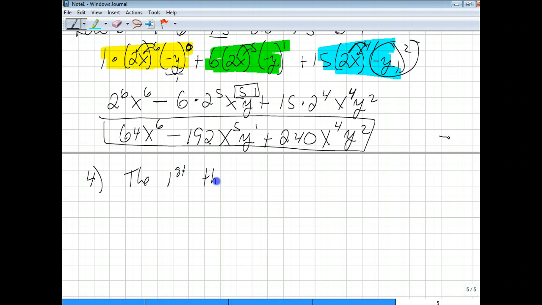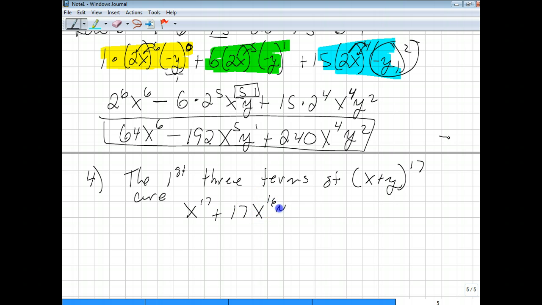The first 3 terms of x plus y to the 17th are x to the 17th plus 17 x to the 16y plus 136 x to the 15y squared. Write the last 3 terms.